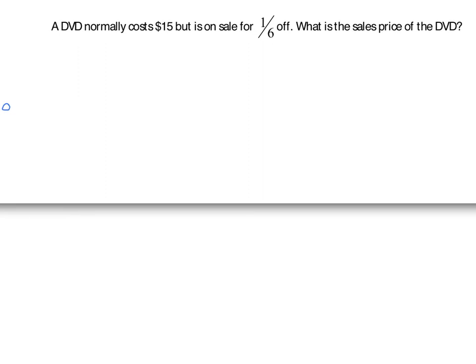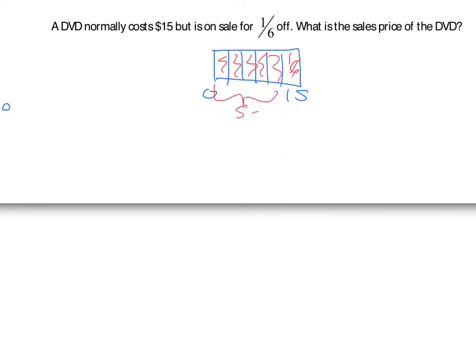Alright, last one. A DVD normally costs $15 and is on sale for 1/6 off. What is the sales price? So again, we're looking for the sales price. That means we're given the original cost is $15. Break this down into 6 parts. 1/6 is coming off, leaving me with 5/6 of the original price. So 5/6 of the original price of 15 is going to be the value we are looking for.